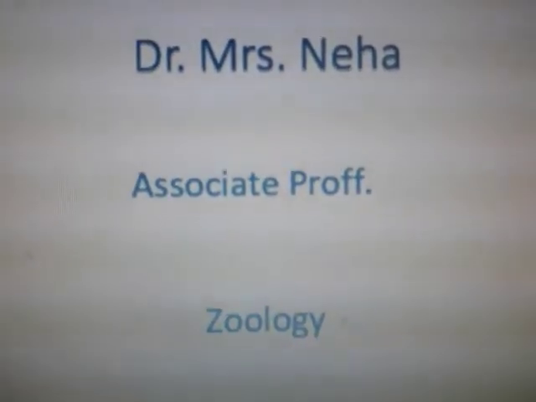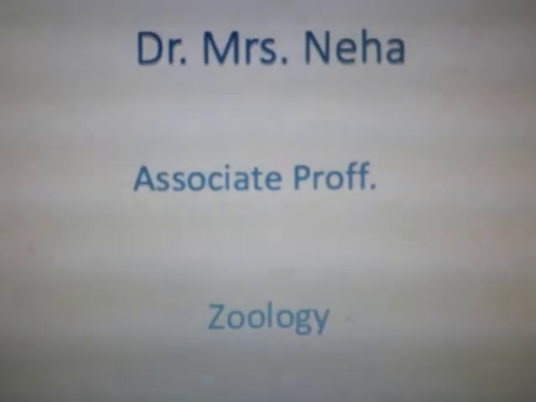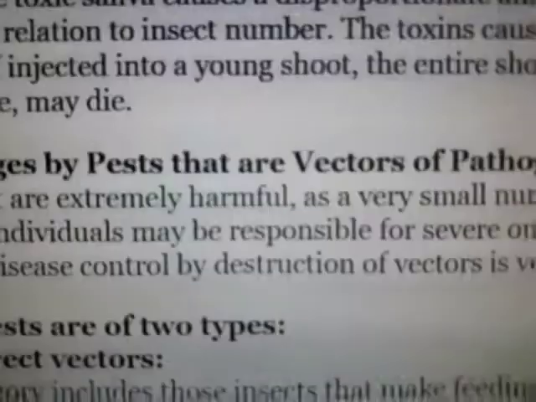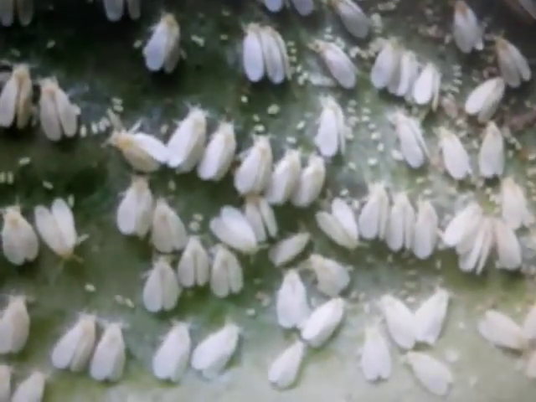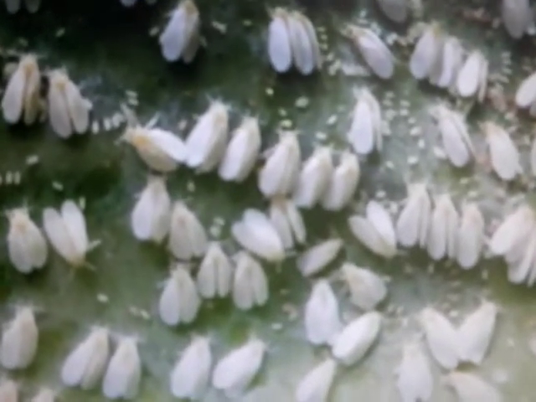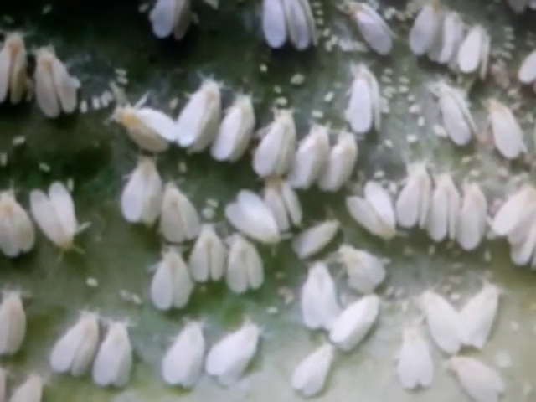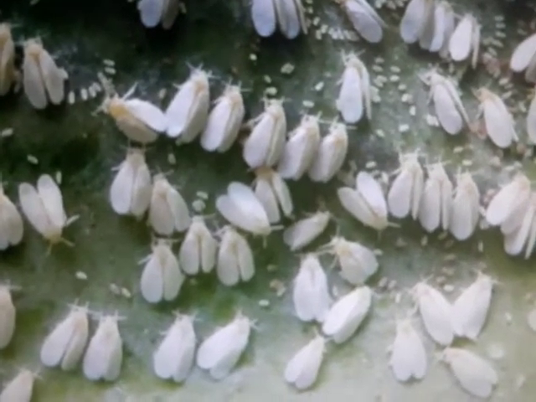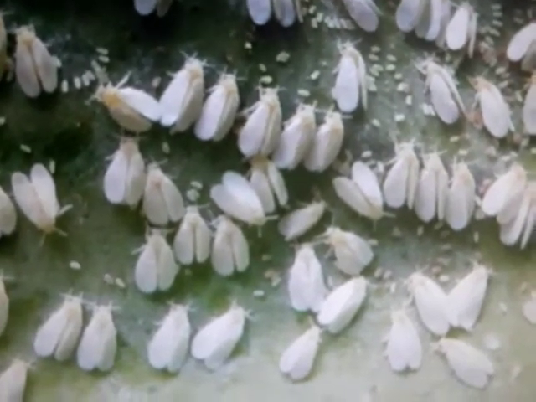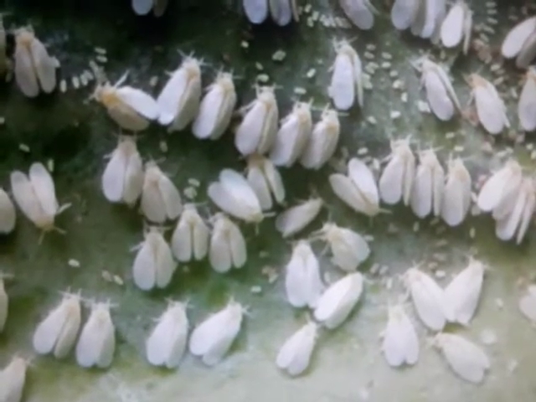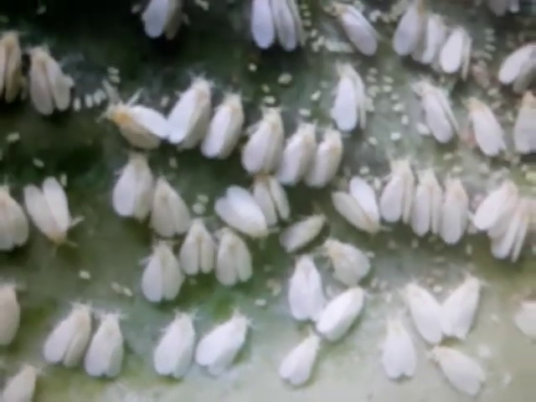Insect pests and the damage caused by the pests. There are three types of pests. First, the insect pests with mouth parts of cutting and chewing type. Second, the pests with piercing and sucking type of mouth parts.